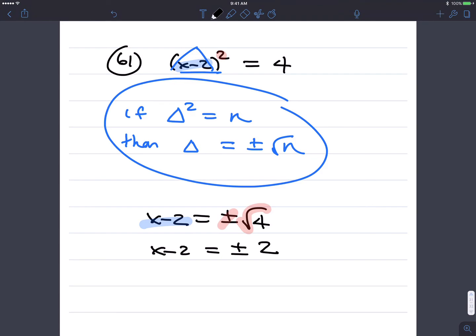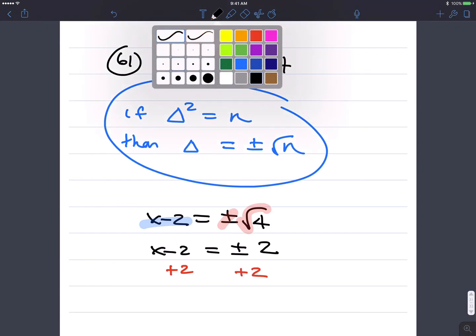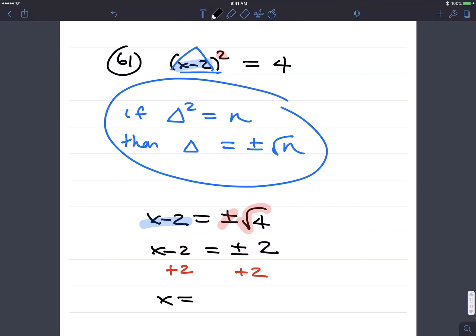So here's what I want people to consider. We're still solving for x, and you're going to have to add 2 to both sides. So what you end up getting here is that x will be 2 plus or minus 2. We're going to have to discuss now what this means to have x being 2 plus or minus 2.